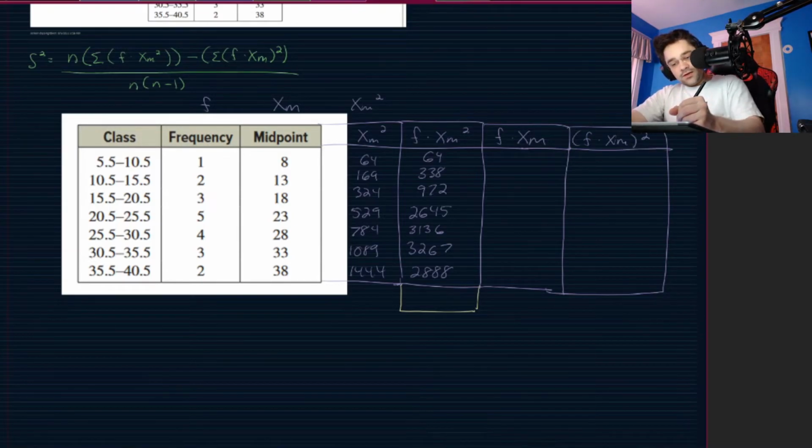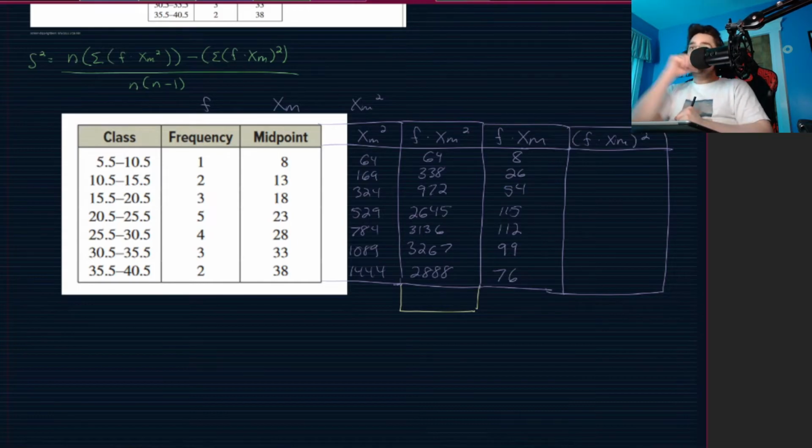So this one is 1 times 8, that's 8. 2 times 13, that's 26. 3 times 18, this is 54. 115, 112, 99, 76.